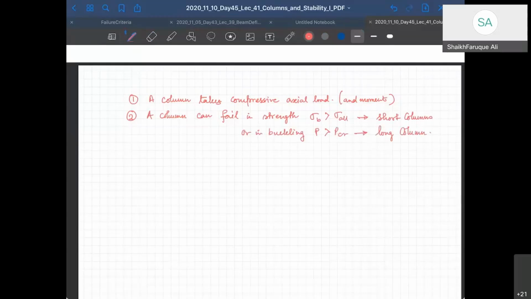What is a short column? A short column is when you have L by R around 30, 35, right? And long columns, when your L by R ratio is greater than 80 to 85. In between, this is called an intermediate column.